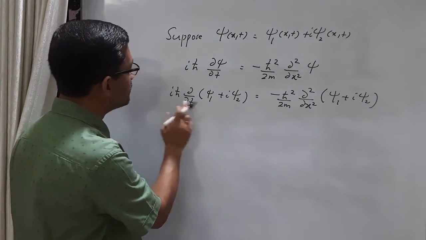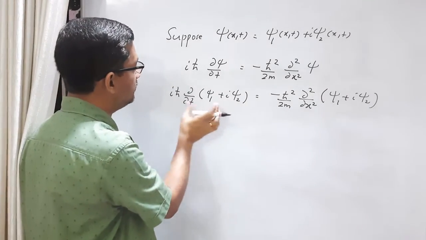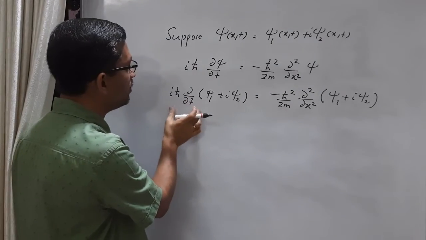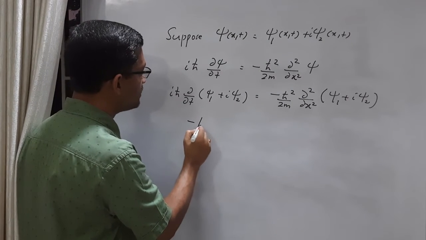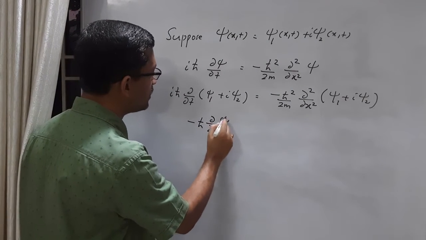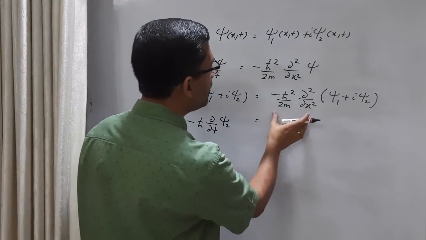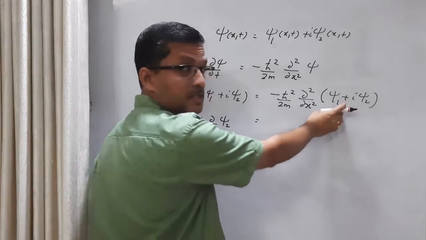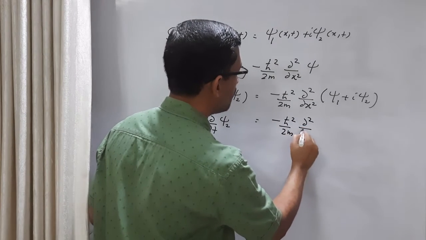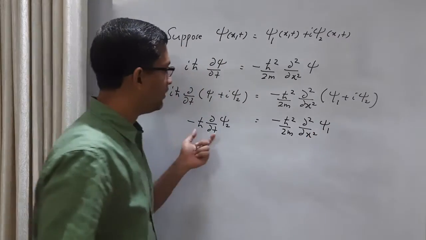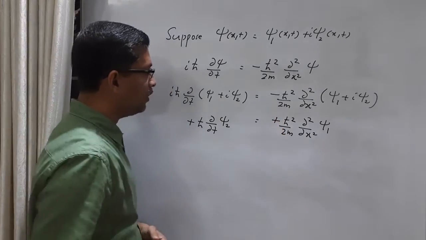What is the real part on the left hand side? This i h cross del by del t of psi 1 is an imaginary part. But in the second part, i h cross del by del t acting on i psi 2, i into i will be i square, minus 1. So we have minus h cross del by del t of psi 2. This is the real part on the left hand side. What is the real part on the right hand side? Minus h cross square by 2m del square by del x square of psi 1. There is no i here. Here we have equated the real parts on both sides. We can cancel this minus sign. So this is one equation.